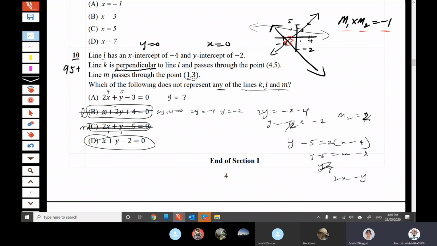Minus 8 plus 5 is minus 3. Okay, they must have done a typo here, which they would have, I'm sure, adjusted in their school exam. I can see the answer should have been 2x take away y take away 3. They've written plus y. That's okay. We'll give it to them. 2 times 4 is 8. 8 take away 5 is 3. 3 take away 3 is 0. So that one would be line K. And the answer is obviously D.